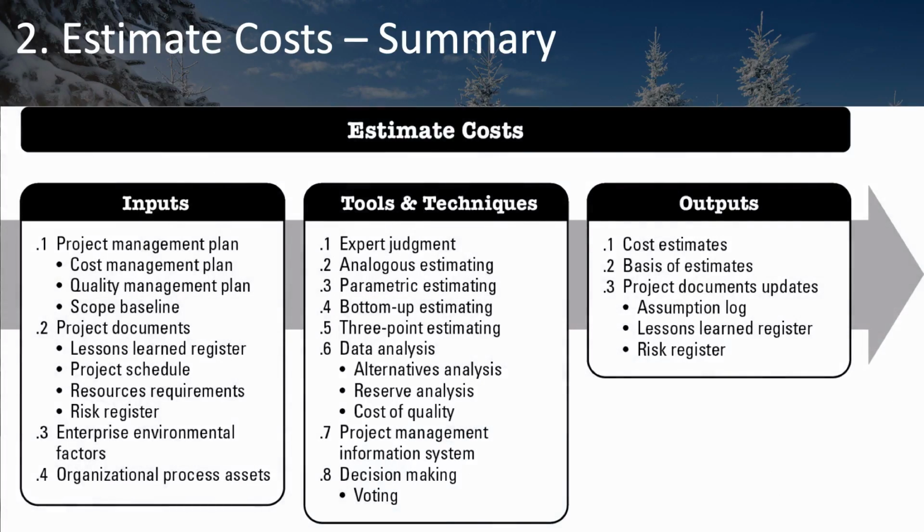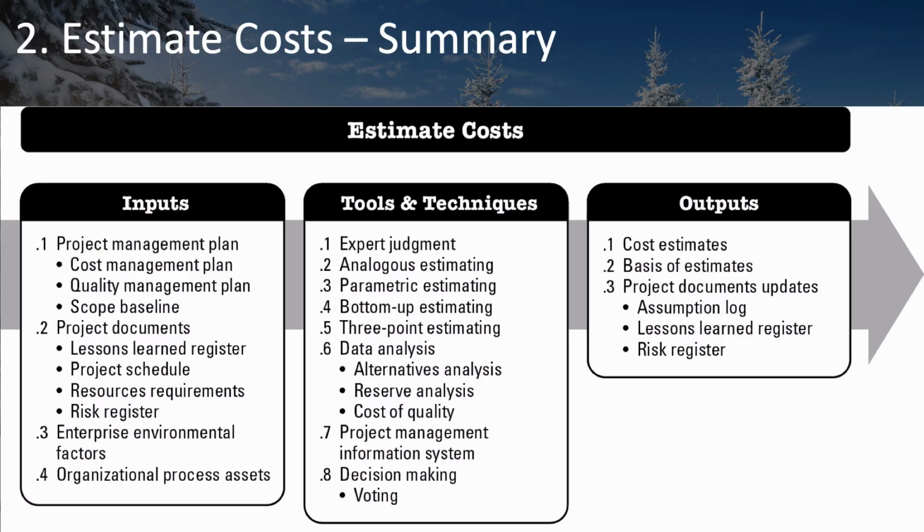The principal outputs are your cost estimates and your basis of estimates, which must go along with your cost estimates. There are also some project documents that might need to be updated based on what you do during your cost estimating. There may be assumptions that come up that need to be put into your assumption log, your lessons learned register. You could add some lessons that you've learned from your estimating process that can benefit other projects. And you may identify certain risks in the cost estimating process that require you to update your risk register.